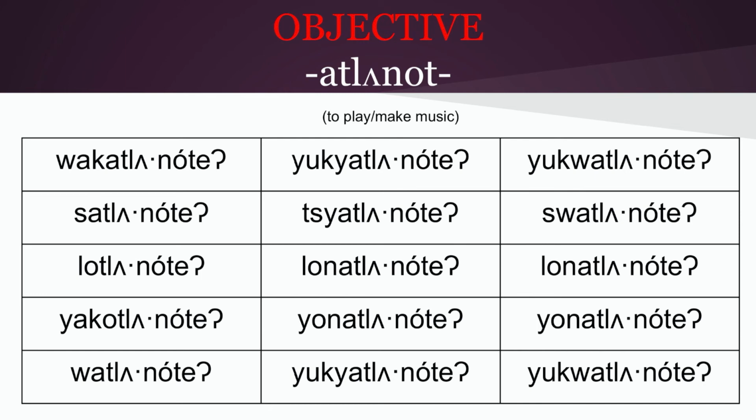Wagadla node is the first one, or wagadla not, zadla not, zadla node, lodla not, yugodla not, wadla not, yungyadla not, jadla not, lonadla not, yonadla not, yungyadla not, yungwadla not, swadla not, lonadla not, yonadla not, and yungwadla not. Let's go over patterns. What do we see? Let's talk about our observations of the objective and the meanings.